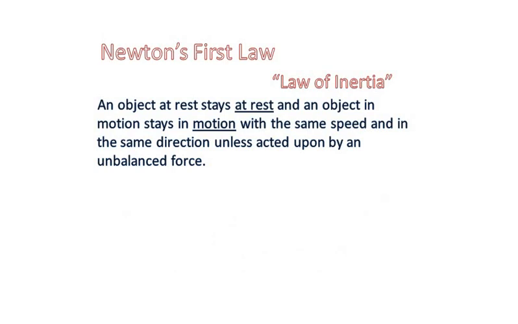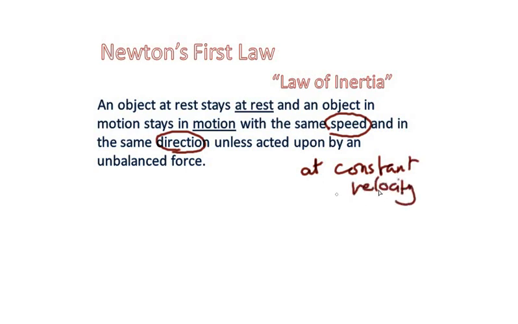Newton's first law, also known as the law of inertia: an object at rest stays at rest, and an object in motion stays in motion with the same speed and the same direction. It means that this object will stay moving at constant velocity, because velocity is the speed with a given direction, unless acted upon by an unbalanced force. We discussed that before in the previous video.